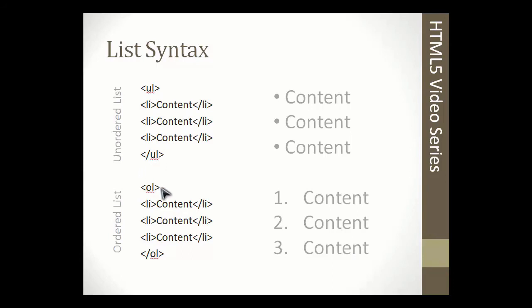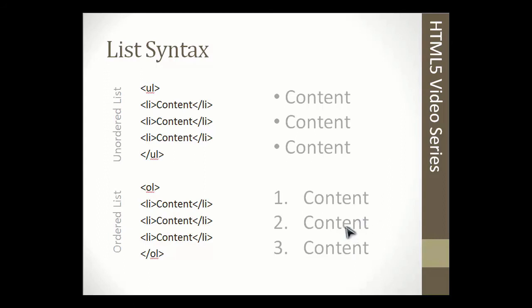So here we have a layout of the list syntax, which is very simple. It's a lot easier than a table. There's a lot less to it. So we have 2 types of lists here. We have an unordered list and an ordered list. And the only difference between these two is an ordered list has numbers and an unordered list has bullets. You can remove the bullets through CSS styling if needed. And it's pretty easy.